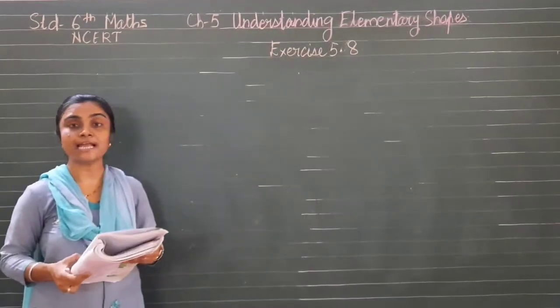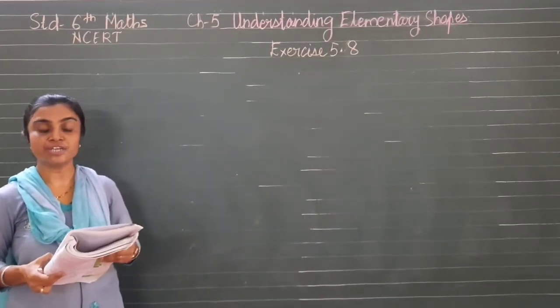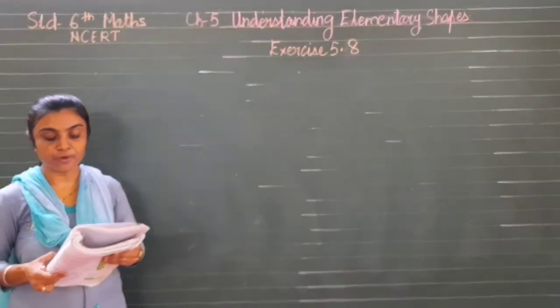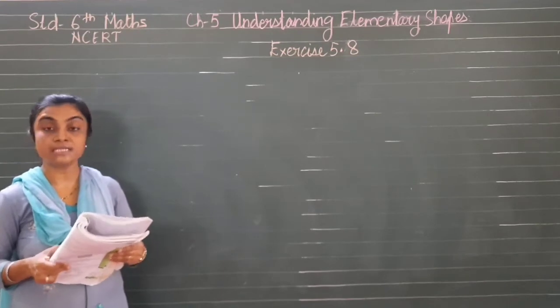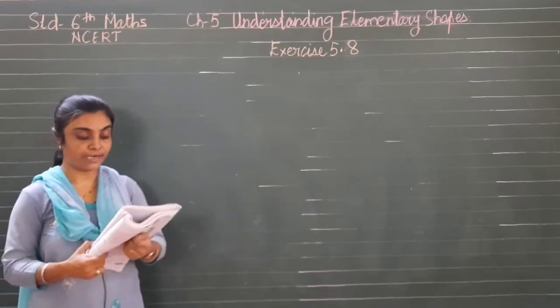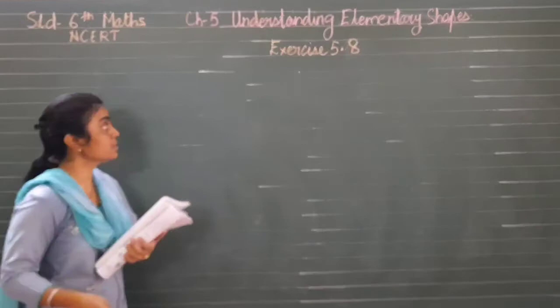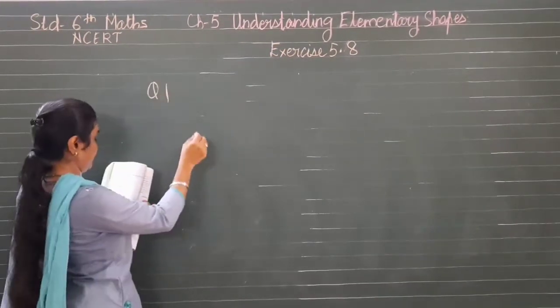Now let us start with exercise 5.8. Question number 1. Examine whether the following are polygons. If any one among these is not, say why. You have to find out whether they are polygons or not. So let us see.